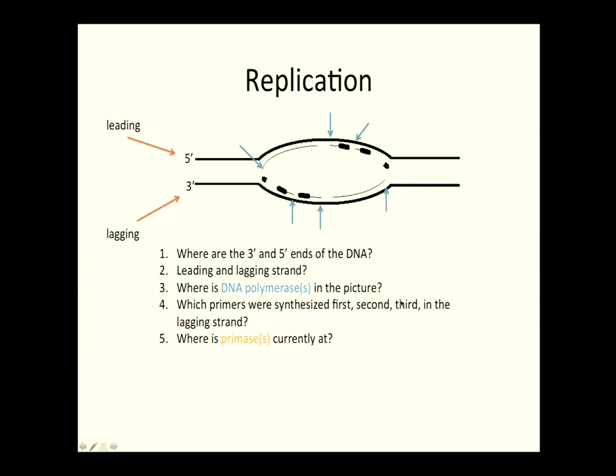Okay, which primers were synthesized first, second, and third? So let's look at these 3. So which one would be the first one? Yeah, so the one closer to the middle of the bubble, right? And then as you opened up the replication fork, then the following primers would be synthesized. Does that make sense? Yeah.